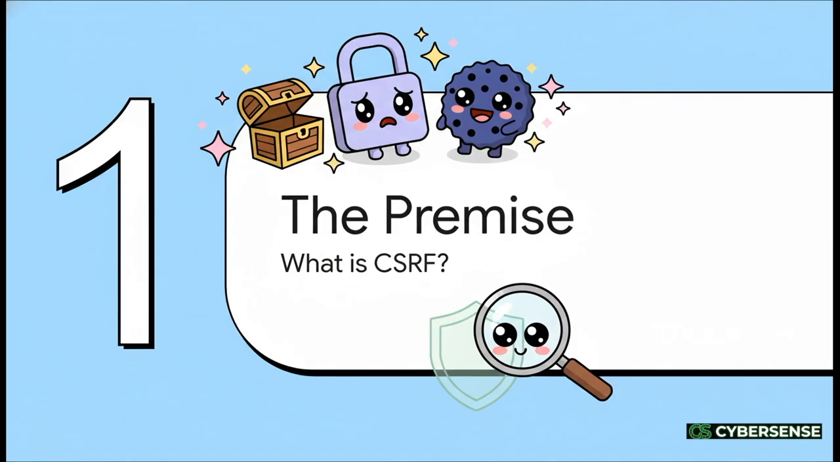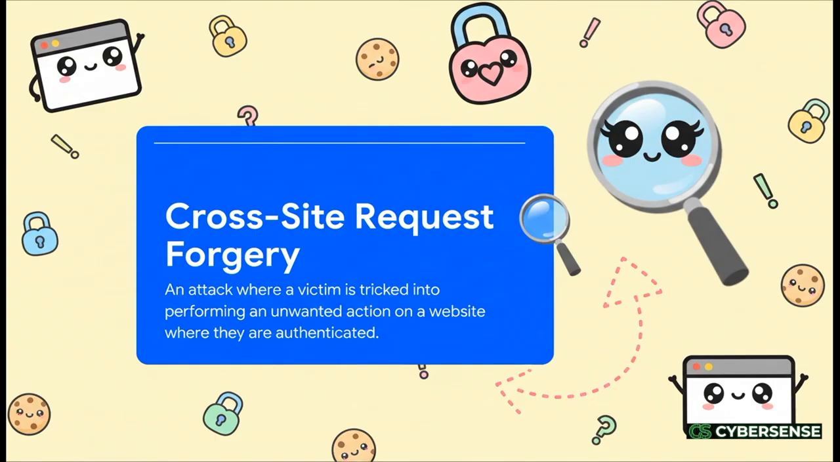Every good heist starts with understanding the target. So for us, that means we need to get a crystal clear picture of the vulnerability itself. So what exactly is this CSRF thing we're talking about? At its core, cross-site request forgery is an attack that tricks your browser into making a request to a website that you're already logged into, a request you never wanted to make. The key thing to understand here is that the attack isn't targeting you directly. It's targeting the trust that a website has in your browser.